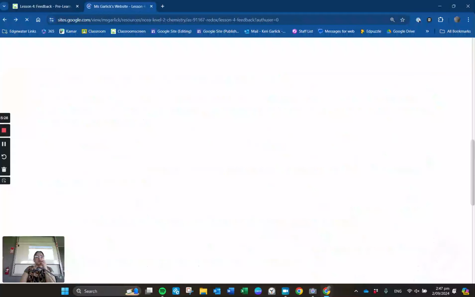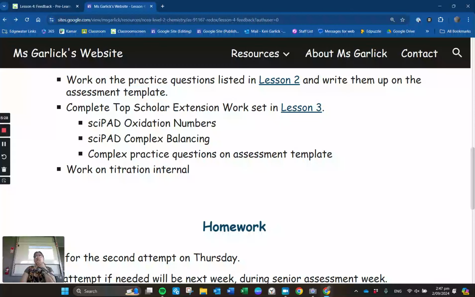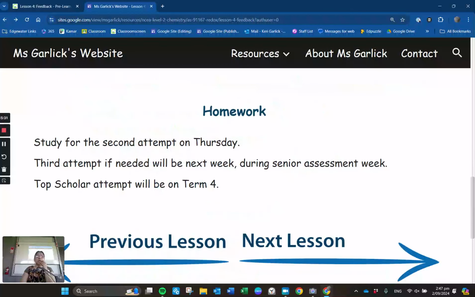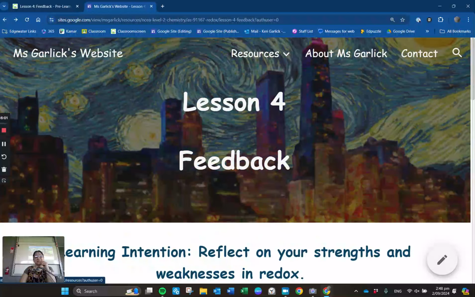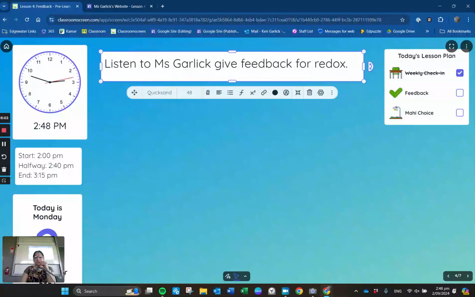And then last option for today is you can work on your titration internal and just get that polished off. Cool. So second attempt will be on Thursday because I don't think it's that much to ask as an assessment. Third attempt, if you guys do need it, will be during senior assessment week. We can do that during our workshop. And then top scholar, I'll give you that question in term 4. And you can make it up on Friday. So Friday, I will pick back up structure and bonding, and I will record the lesson so you can just watch it. Hoping we won't have too many absences. We've been very badly hit by absences. All right, cool. That's us.